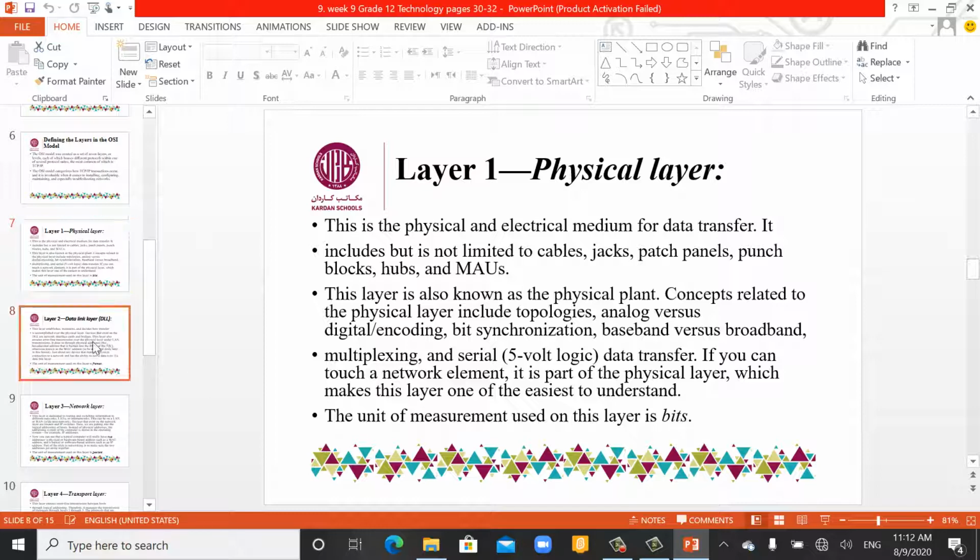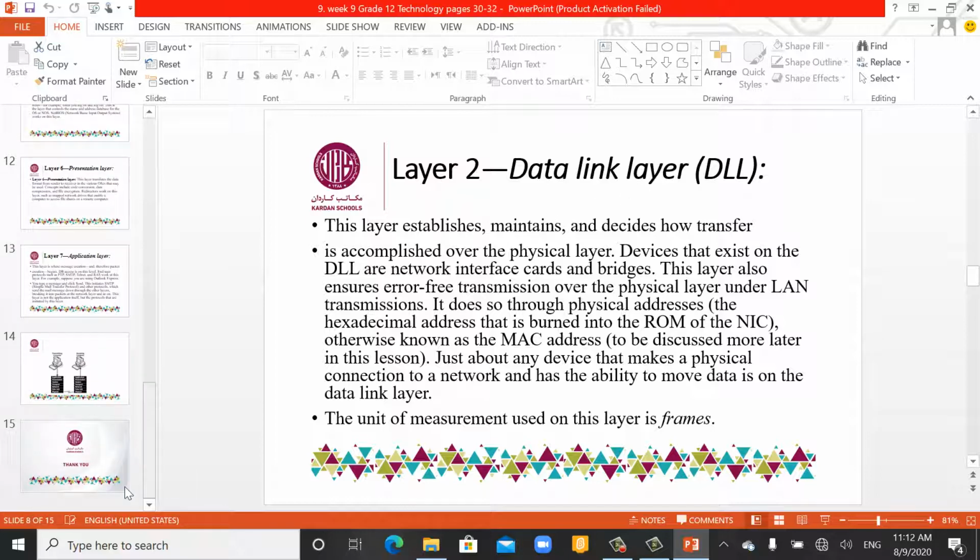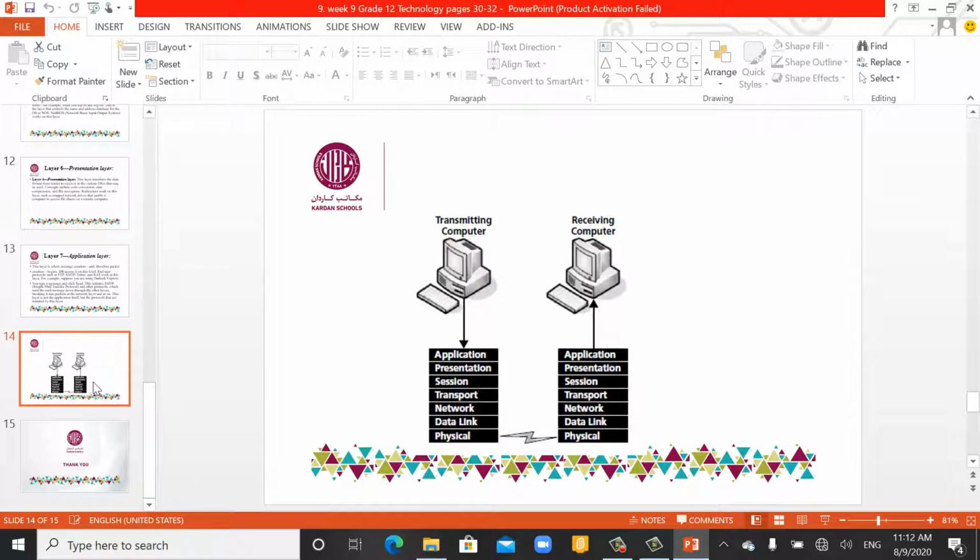Let's come to the second layer. The physical layer is clear. That is, physically we consider the topologies. Data is converted from analog to digital and is measured with bits. But let's come and talk about the data link layer. After the physical layer, we have the data link layer. You can see data link layer. So what does data link do?